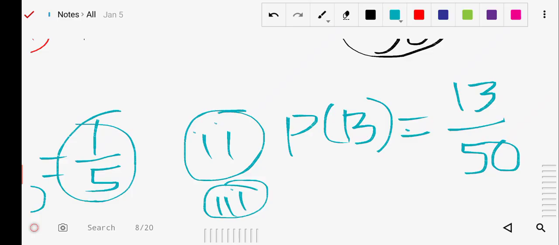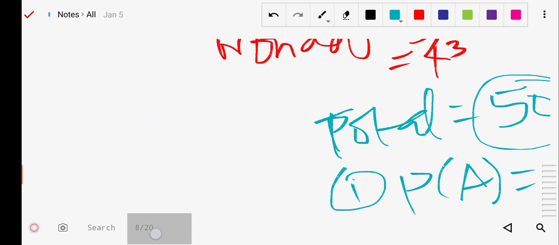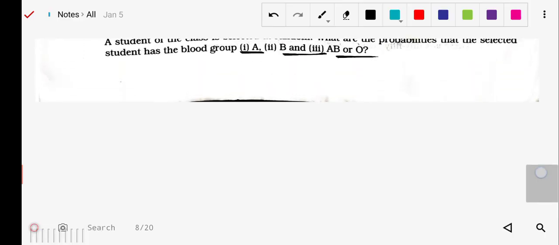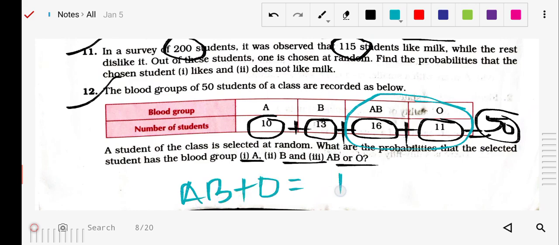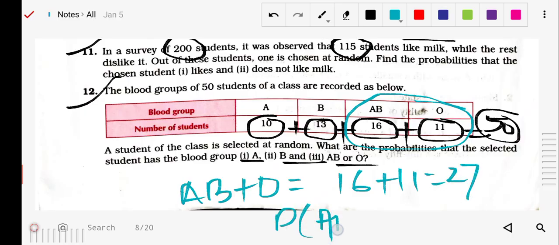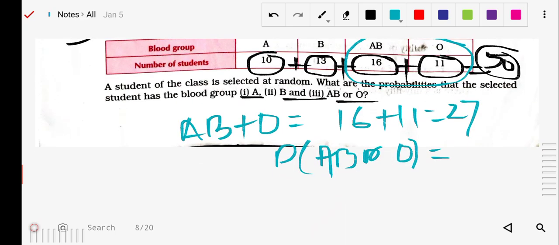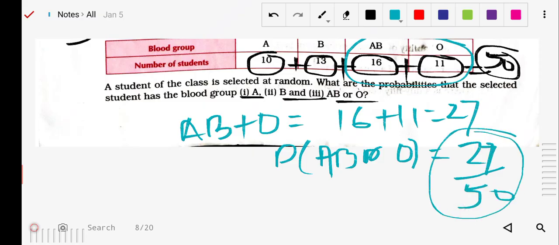So the probability, sorry, number 3 is AB or O. The question is AB or O, AB and O together. So AB and O means 16 plus 11, which is your 27. So you can do here AB plus O, which is 16 plus 11, which is 27. Now you can find the probability of AB or O. So how much is it? Very simple, just 27 divided by 50. This is your answer of getting AB or O. Fine.